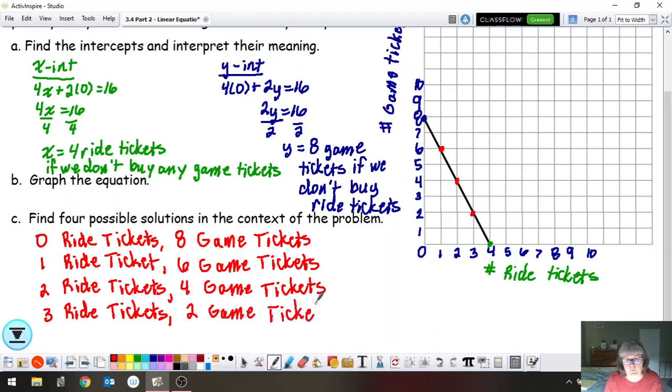A 5th one would be the x-intercept: 4 ride tickets, 0 game tickets. But the directions don't ask for it, so I'm not going to write it. And here is our example of using x and y intercepts in an application problem.